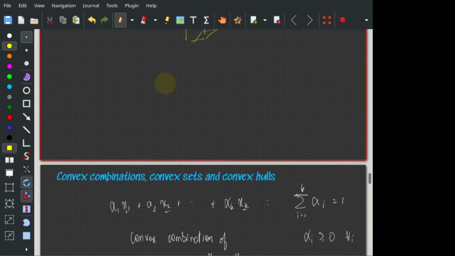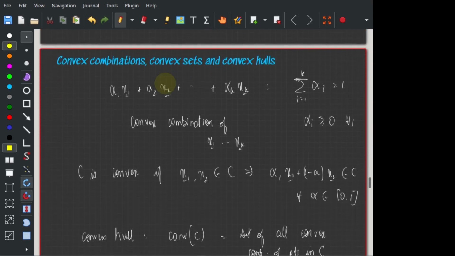Okay. Any questions? All right. So similarly, just as we defined affine combinations and affine hulls, you can also define convex combinations, convex sets, and convex hulls. Just as before, convex combinations are basically combinations of the form alpha 1 x1 plus alpha 2 x2 plus alpha k xk, where the sum of the coefficients is equal to 1.